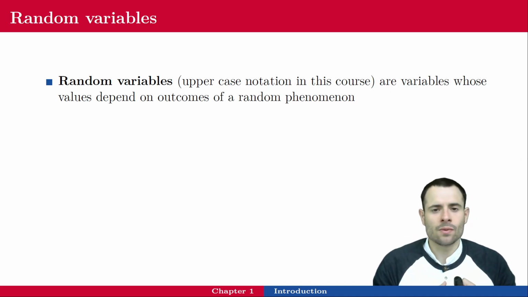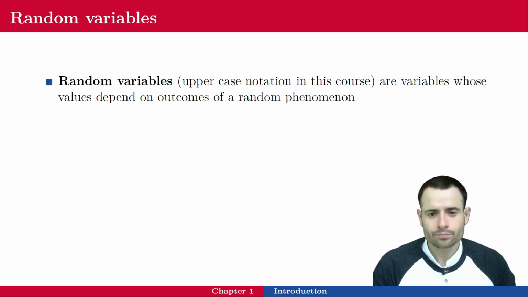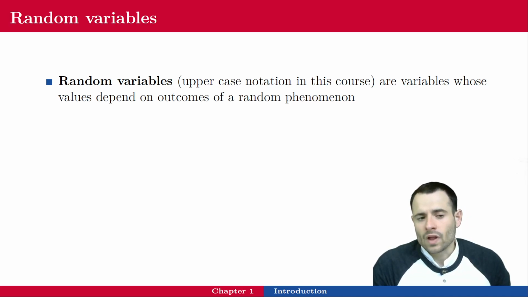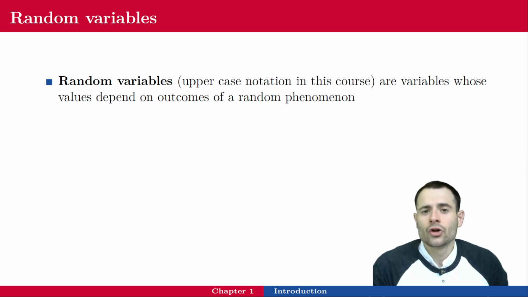Now, let's get into some statistical notation. A random variable, which is usually denoted in uppercase in the course or in many books, is a variable whose value depends on outcomes of a random phenomenon. For instance, if you flip a coin, whether it's heads or tails is not certain. Sometimes you could find heads, sometimes you could find tails. The phenomenon here is random. Tossing a coin is a random phenomenon.